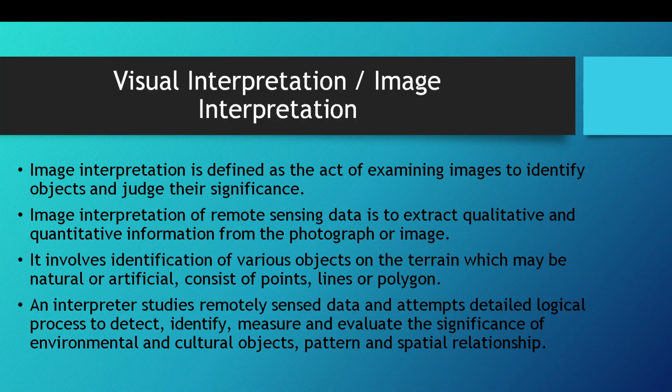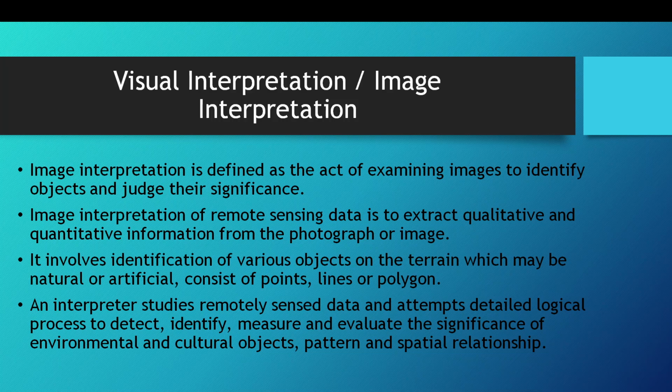Next we will study visual interpretation of an image, how an image is interpreted. Moving on, visual interpretation or image interpretation in the context of remote sensing is a process of analyzing images to identify objects and understand their significance. In remote sensing, this method is used to extract both qualitative, for example, types of land cover, and quantitative, for example, area measurement information from images.